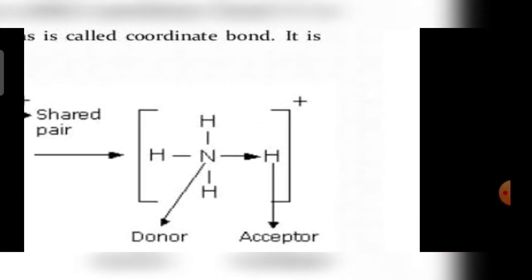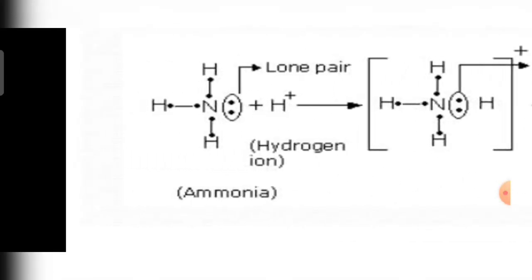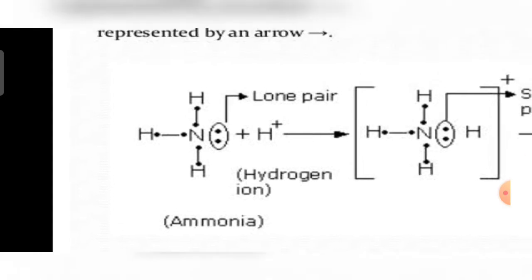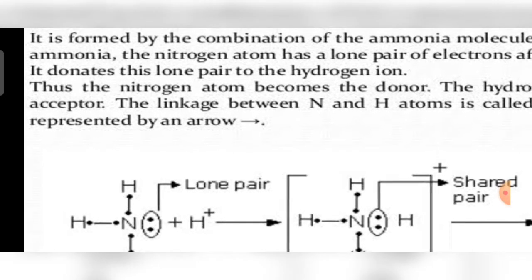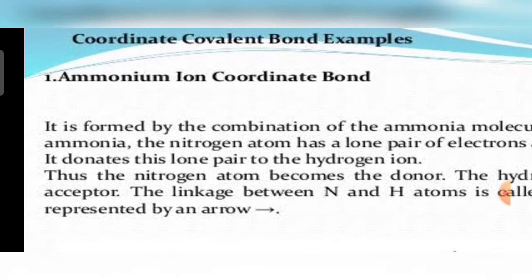That's why we represent the coordinate covalent bond by an arrow, with the head of the arrow towards the hydrogen atom and the tail of the arrow towards the nitrogen atom of ammonia, because nitrogen is donating electrons and hydrogen is accepting electrons. That's why a lone pair is shared by one atom only. So this is the type of bond which is called the coordinate covalent bond or dative covalent bond.